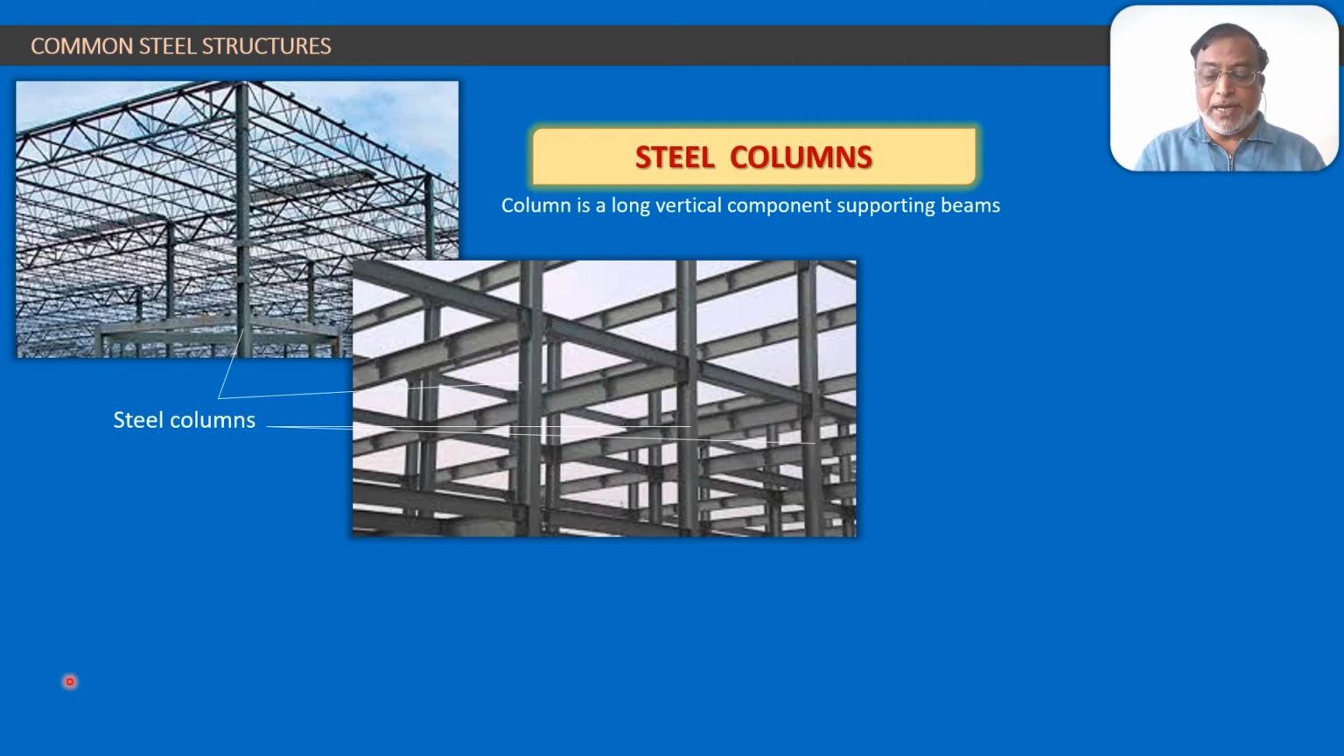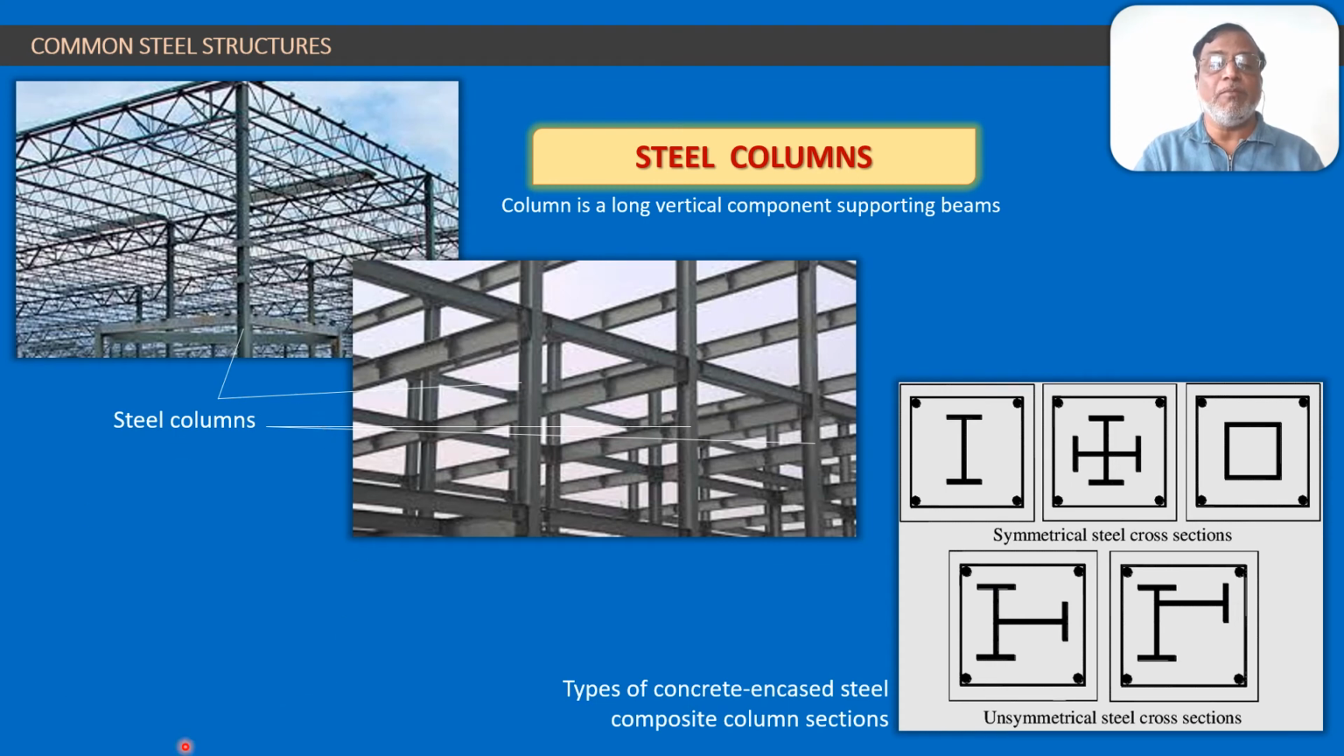Now, many times because the load coming on the column is very high, you may have some different combinations of sectional shapes. Here you get an I section, here you get a combination of I sections, here you get a box type section, here you get one I section, then another I section, here you get another type of combination. The first three types are symmetrical steel cross sections, whereas in the bottom two you get unsymmetrical column cross sections.